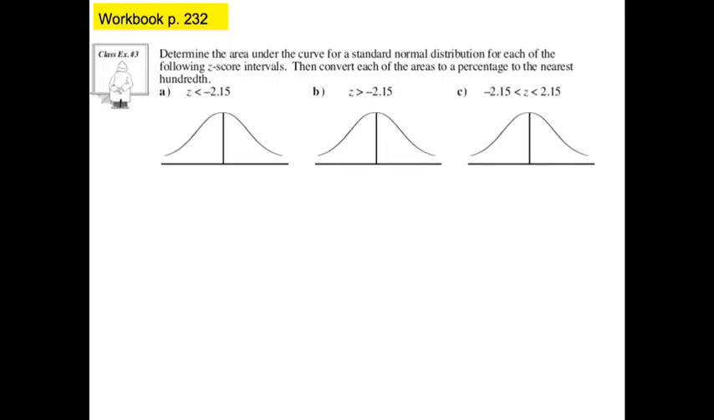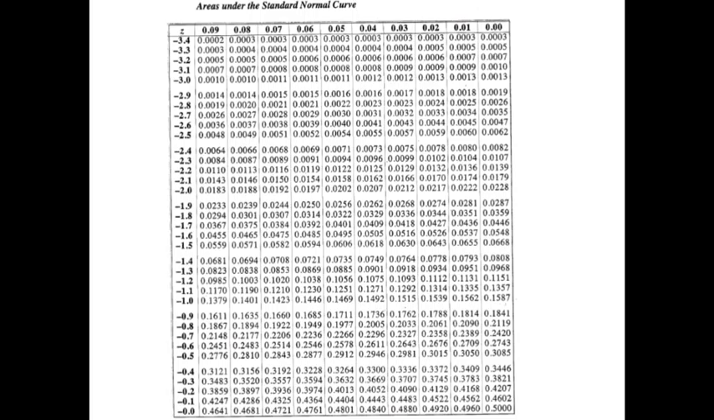Let's start off with A. So we have z is less than negative 2.15. Well, in this case, negative 2.15 is somewhere around there, and we're going to find the area to the left of it.